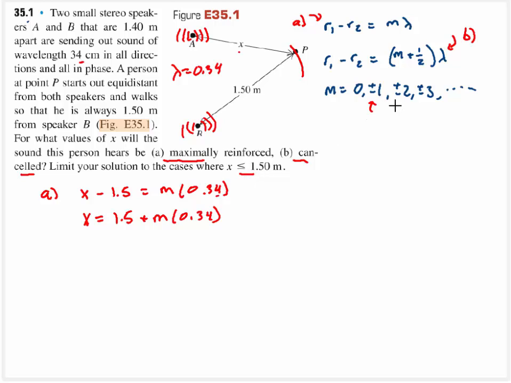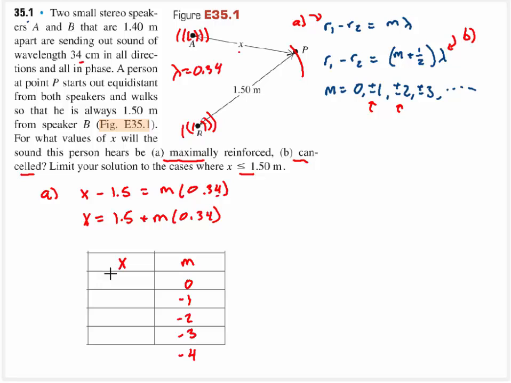I'm going to be using the negative m's. And what I'm going to do is just pop open this little table and evaluate x for all these various m values. And so I'm going to get 1.5 meters, and then 1.16 meters, 0.82 meters, 0.48 meters, and 0.14 meters. So those are my solutions.